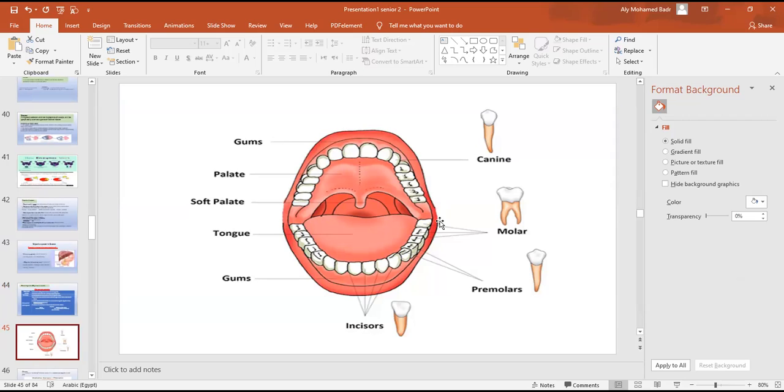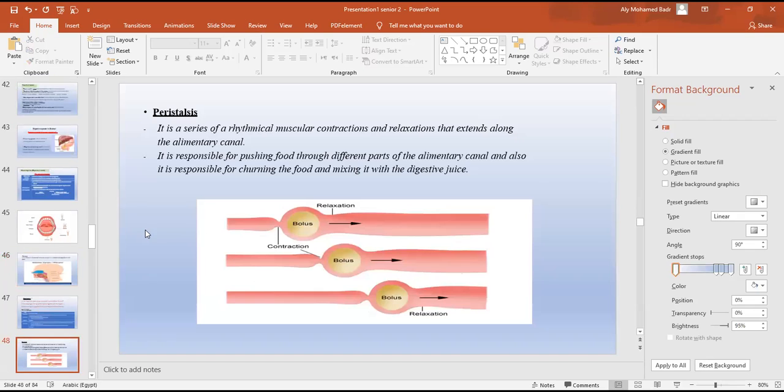The premolars and the molars, and with the help of the tongue and the salivary glands, which are under the tongue, three pairs of salivary glands secrete the saliva, which contains the enzyme amylase, helping in the digestion of starch and converts starch into maltose disaccharide.